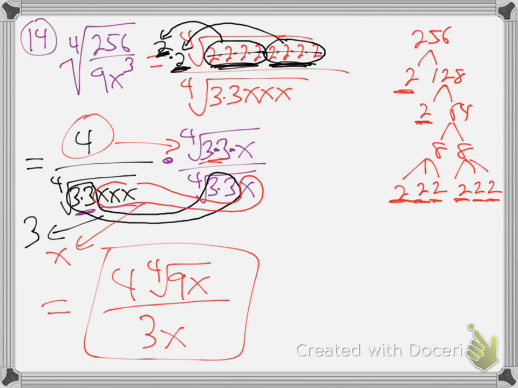Nothing more can cancel, right? I cannot cancel that x with that x or the 3 with the 9 because they're in different worlds. The one on the top is in a root. The one on the bottom is outside of the root. In jail. This one up here is in jail and he's out of jail. So no crossing the line there. No interaction. We're done right there.